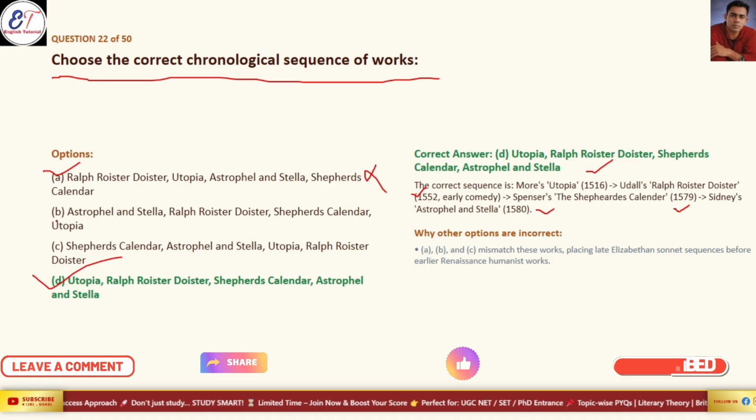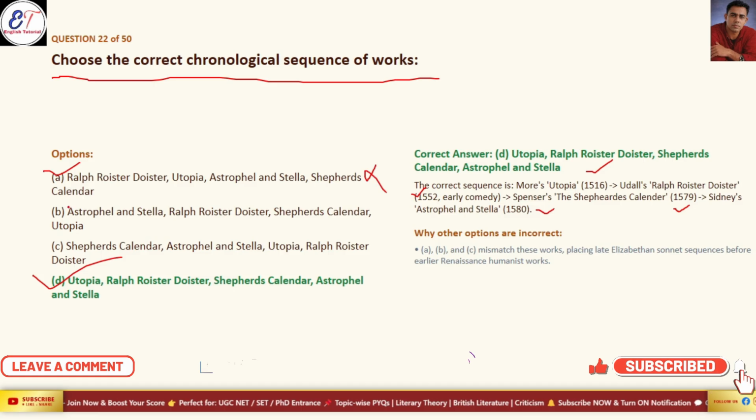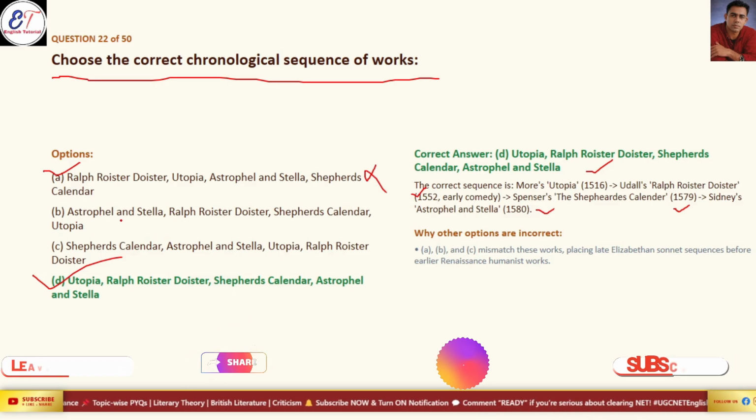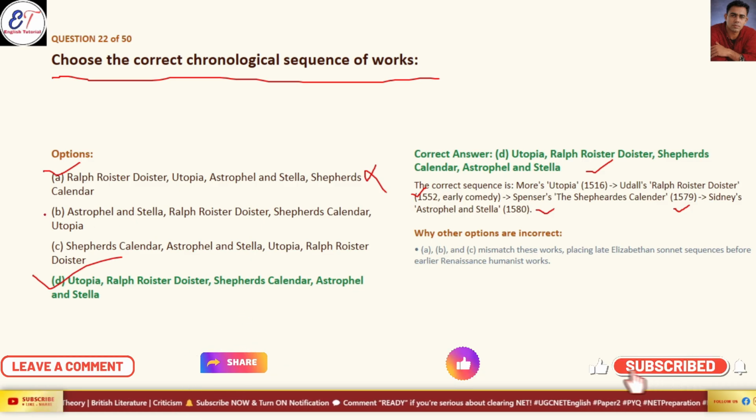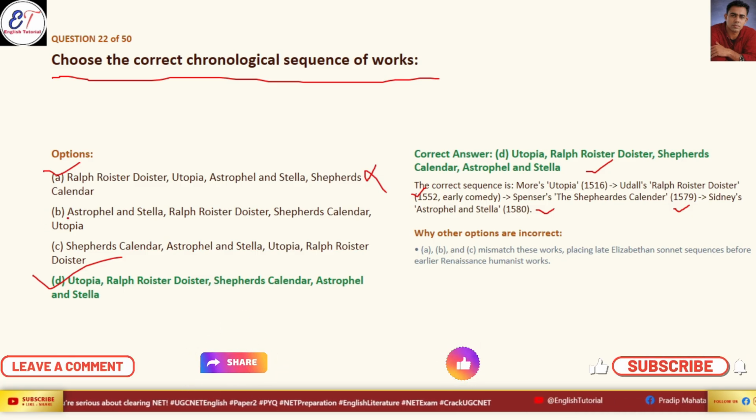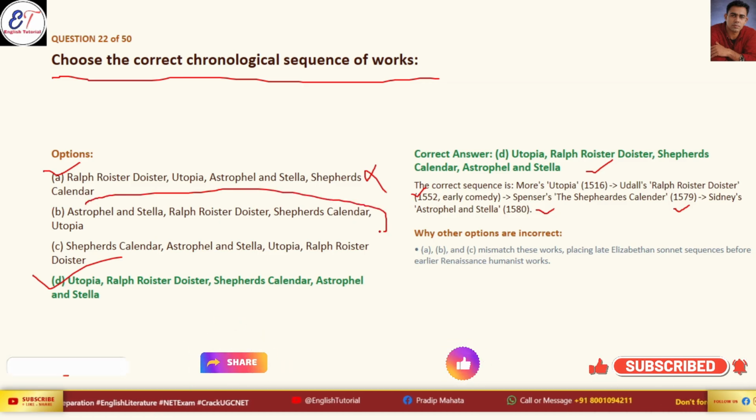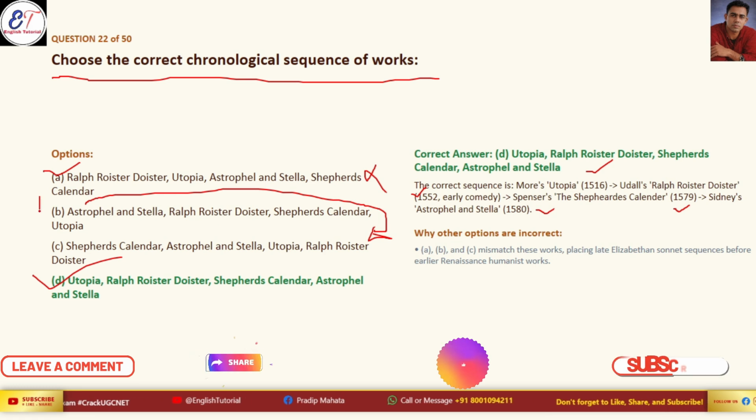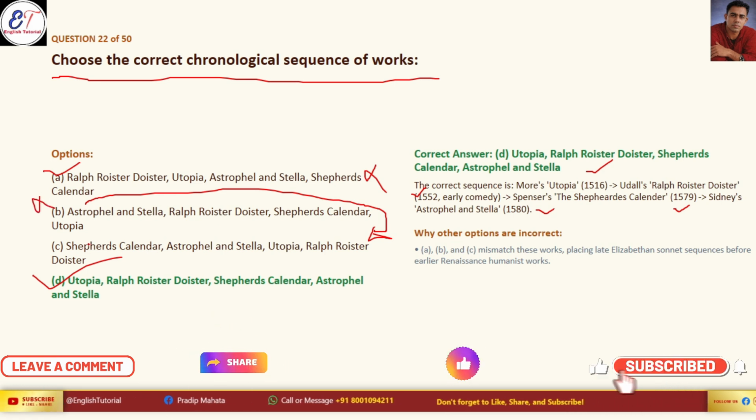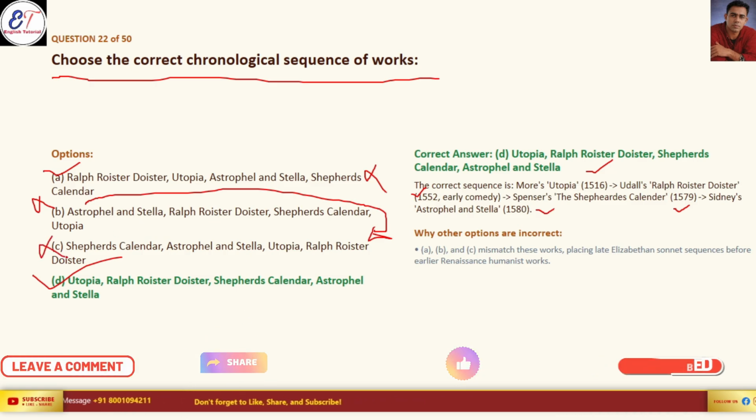We have to just compare with your IQ and your memory, and just reject the wrong answers, because we don't have sufficient time for thinking in the exam hall. Next option: Astrophel and Stella is the last in the sequence, so this is also wrong. Then The Shepheardes Calender is given first, whereas Utopia is the first one. So this one is also wrong.